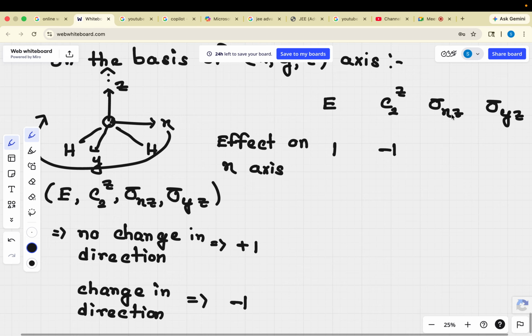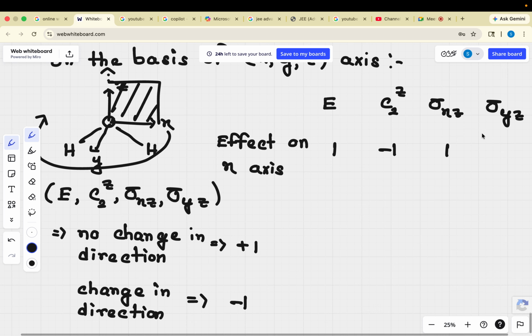Next you have sigma xz. Sigma xz means which plane? Sigma xz means this plane they are talking about. So suppose this is a mirror, and you are keeping this mirror in front of the molecule. If you keep this xz mirror in front of the molecule, the x axis will not change its position, right? So no change, that means it will be 1.